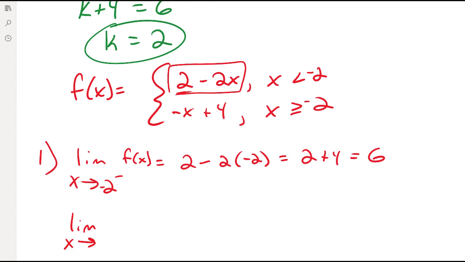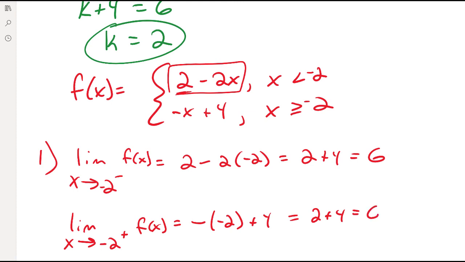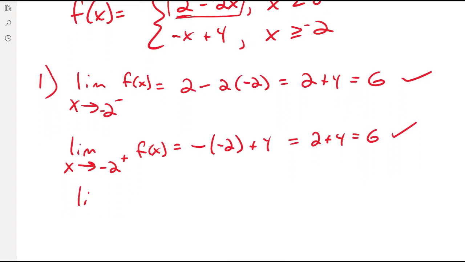Now let's approach negative 2 from the right. And we will get a negative of a negative 2. Remember, plugging in negative 2 plus 4. A negative of a negative is a positive 2 plus 4. Once again, gets us 6. So what we see here is that the limit, as x approaches negative 2 from both sides, equals 6. So the limit exists. All right, the limit exists.